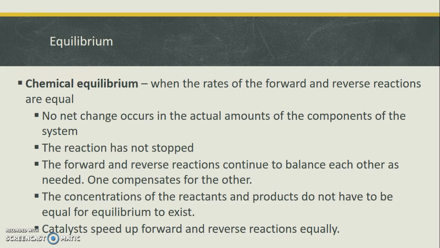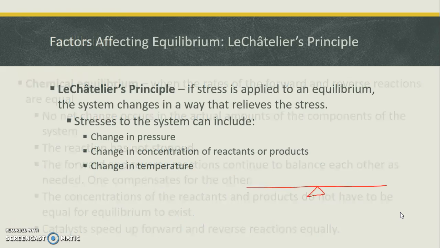The concentrations for the reactants and the products actually don't have to be equal for there to be equilibrium. It's not a balance in terms of weight. Don't think exactly like it would be to balance out a boat. And if you add a catalyst, it would speed up the forward and the reverse reactions equally.